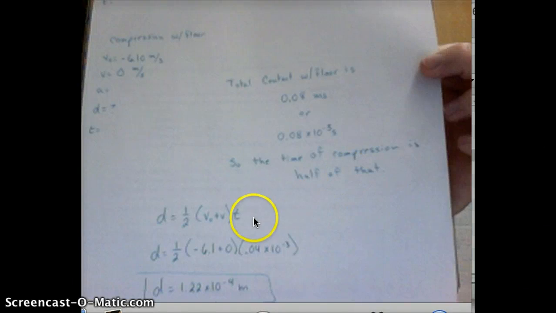Now that I have my third variable, I choose an equation that doesn't have acceleration in it, which is d equals 1/2 (v naught plus v) times t. I substitute in and I get 1.22 times 10 to the negative 4 meters, which is the correct answer.